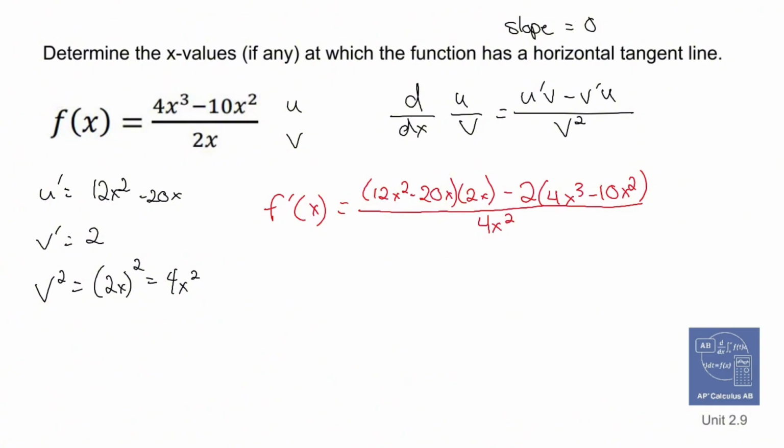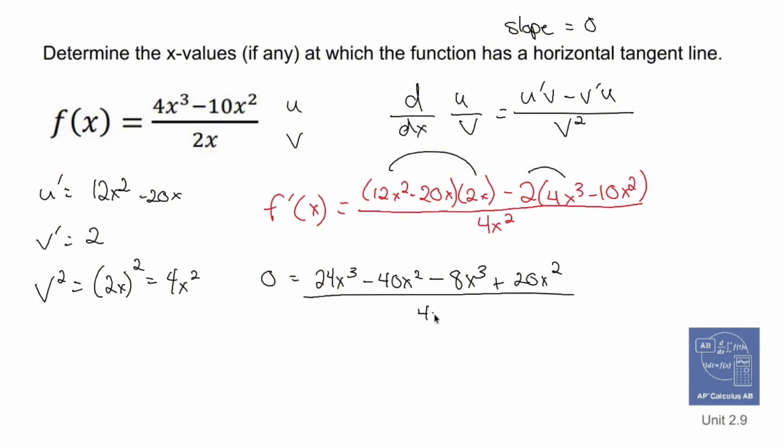Okay, so let's set this equal to 0, because that's the next step. Let's distribute that. You become 24x to the third minus 40x squared. Let's distribute negative 2, minus 8x cubed plus, that was a close one, plus 20x squared all over 4x squared. Now, whenever you have 0 equals blah, blah, blah over stuff, that bottom stuff doesn't matter. Get rid of it. Because you would just multiply both sides by 4x squared and then it's gone.